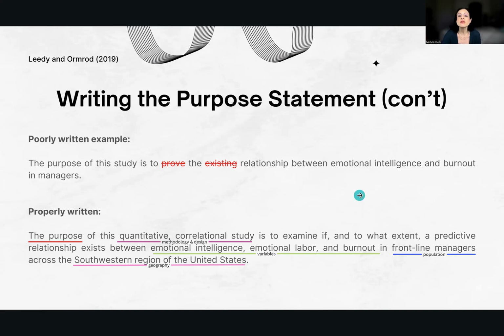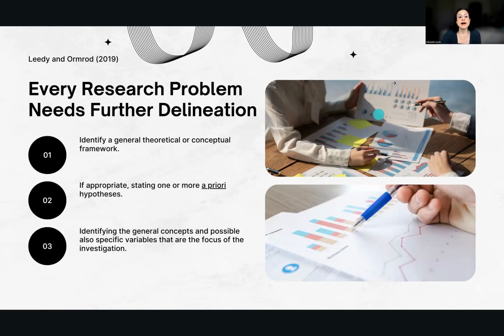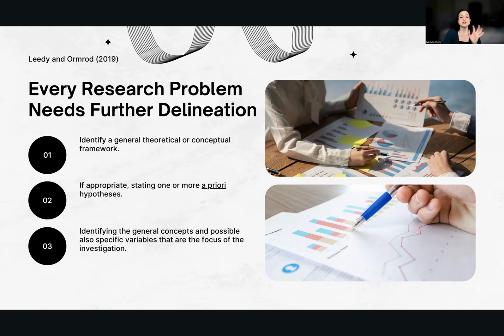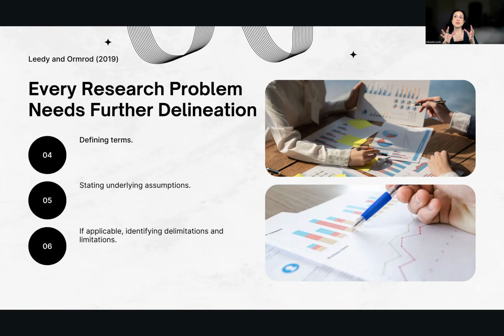Okay, so identify the general concepts and possibly the specific variables, right? We talked about that a little bit. You want to define the terms. And so these things that I'm showing you here, these 1 through 6, this is how you write or what you want to include at the beginning of a proposal, right? So if you're ever trying to produce your own research, this is what you want to have in the front, right? This is how you want to make your proposal. You want to define the terms.